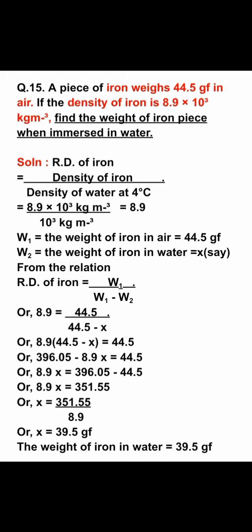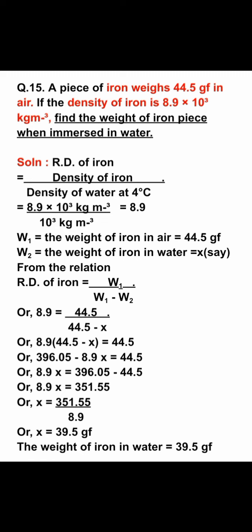Solution. The relative density of iron we can find by using the formula: density of iron divided by density of water at 4 degrees Celsius. The density of iron is given as 8.9 into 10 to the power 3 kg per meter cube, and we know the density of water at 4 degrees Celsius is 10 to the power 3 kg per meter cube. Now 10 to the power 3 kg per meter cube cancels from both numerator and denominator, so the relative density of iron is 8.9.